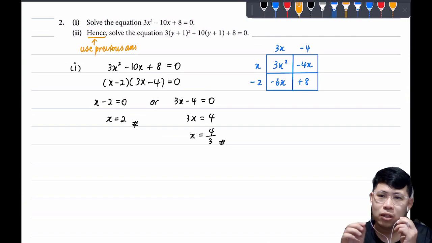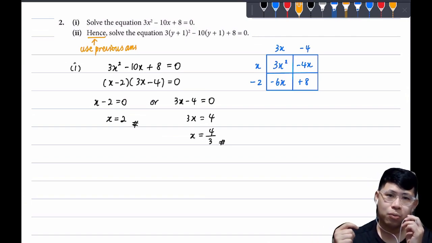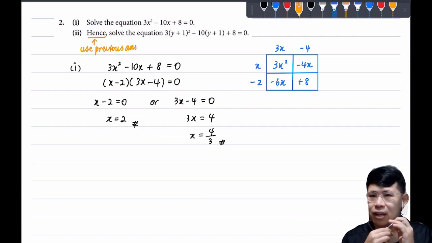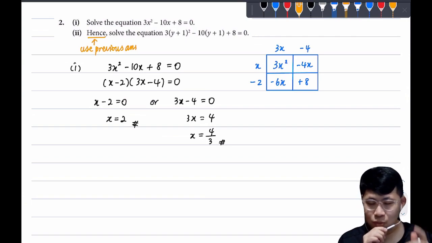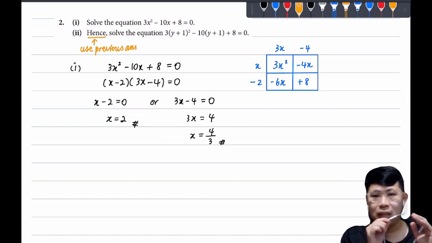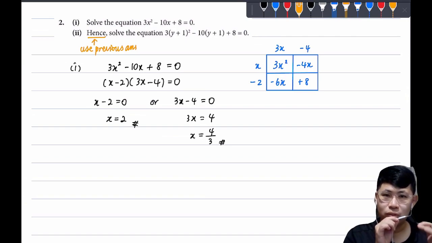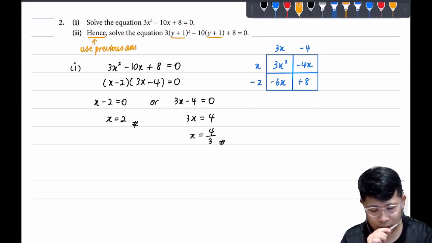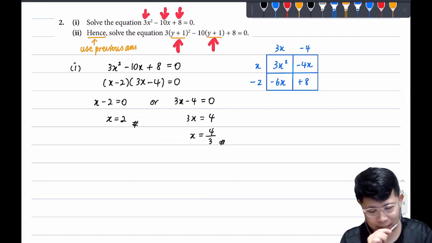If we don't have a previous answer, we would probably need to expand the (y plus 1) squared, expand the 10 times (y plus 1), expand the 3, and then jumble up and refactor and do all sorts of nonsense, correct? But there is a short way. Because we need to use the previous answer, there may be a pattern for us to follow from the previous part. So just observe, this is 3x squared minus 10x plus 8. If you observe 3x squared minus 10x plus 8.